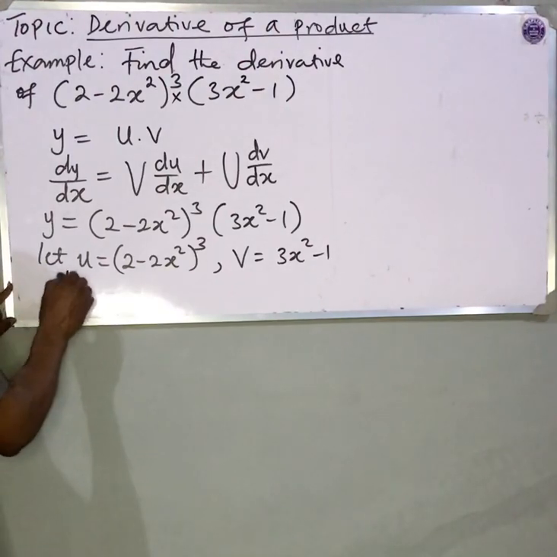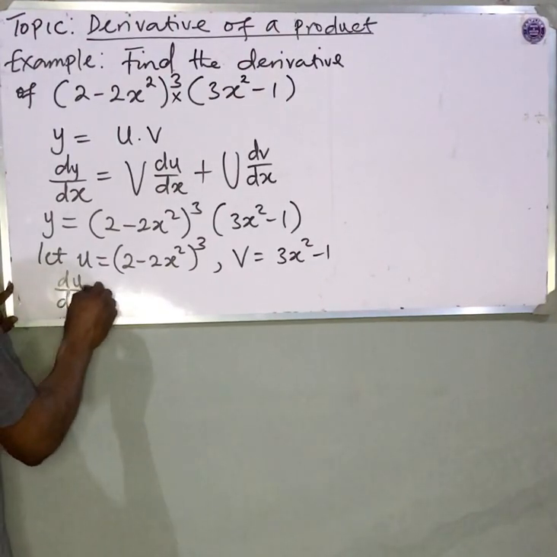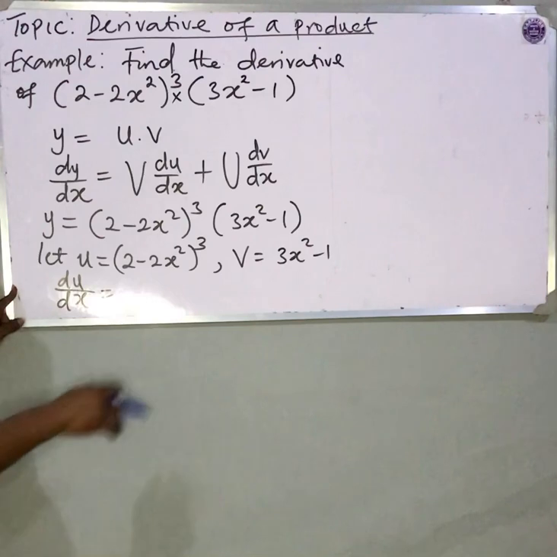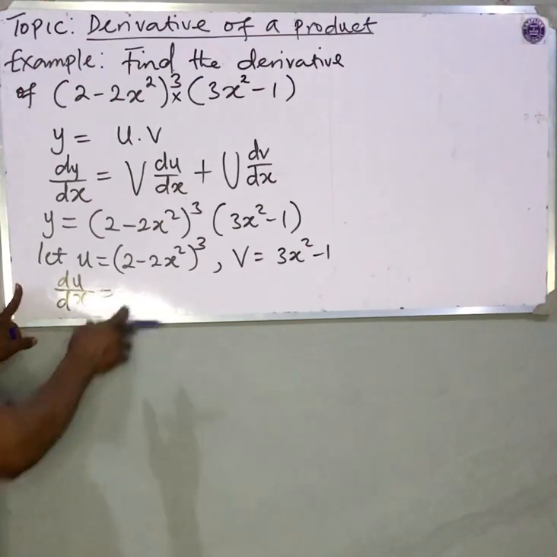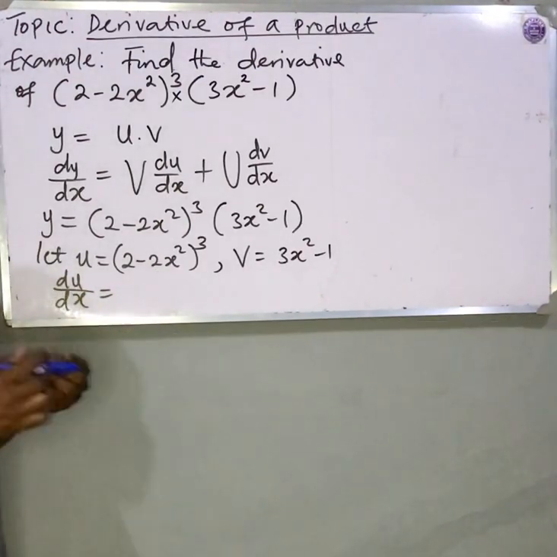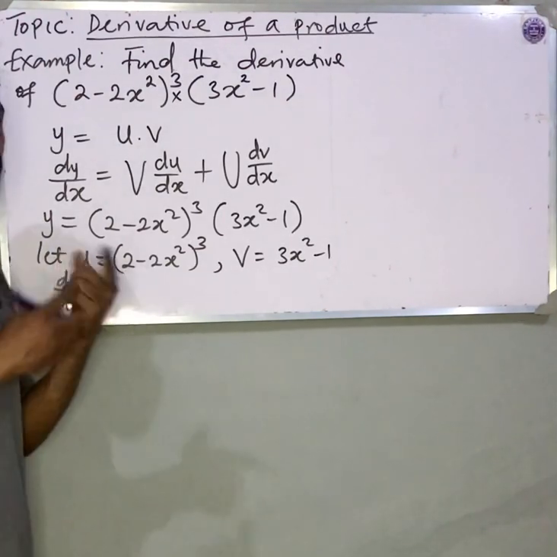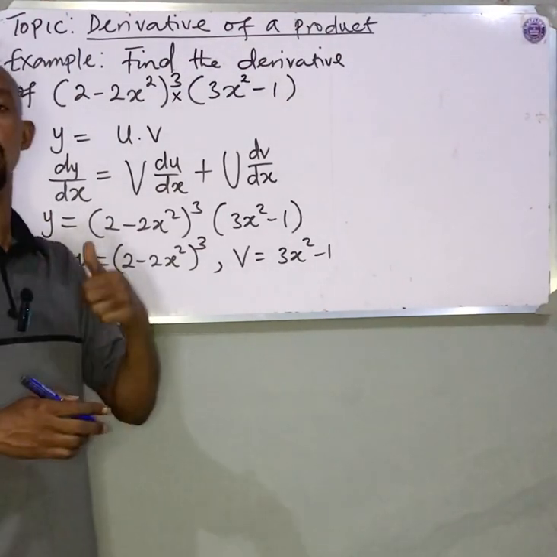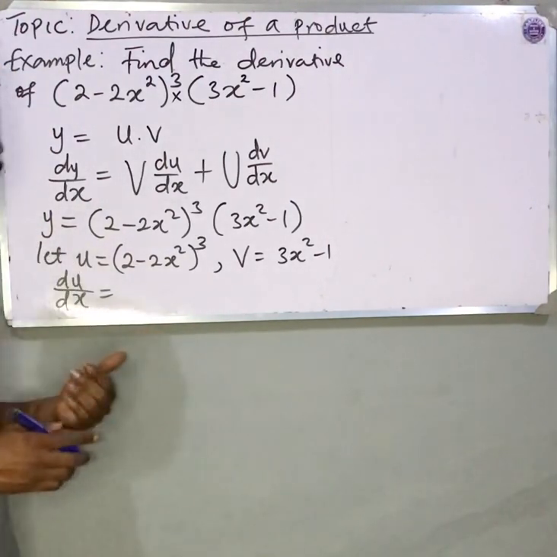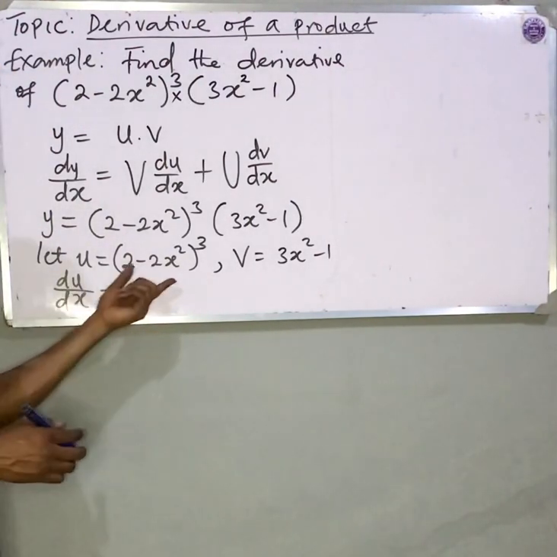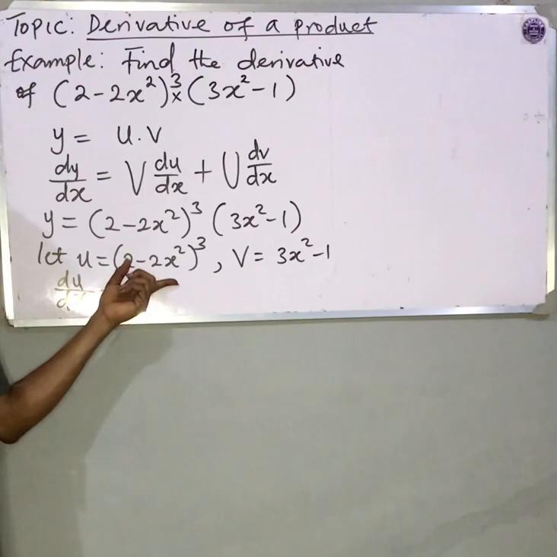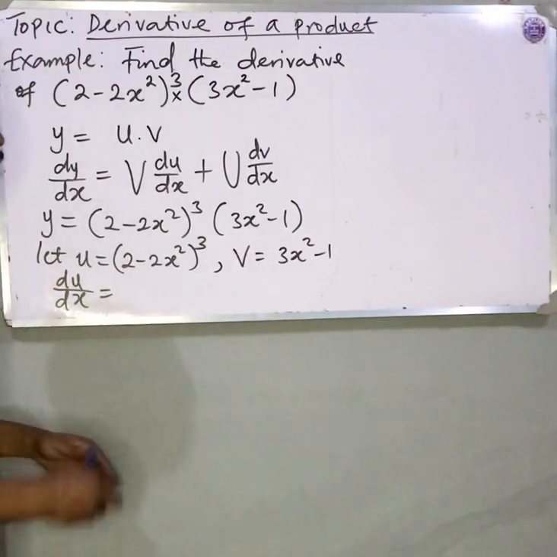My du/dx will be what I get when I differentiate this. And how do I differentiate this? Of course, if you remember, this is a composite function, and it will take us back, if you watched my previous video, to the chain rule, or function of a function. So we use function of a function to differentiate this. Now let's differentiate this one.